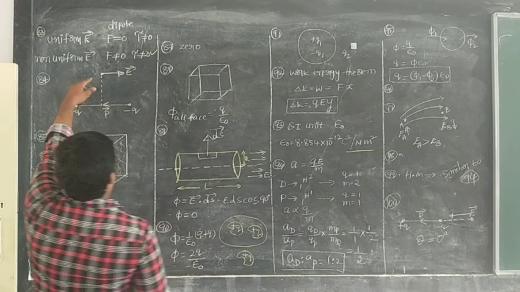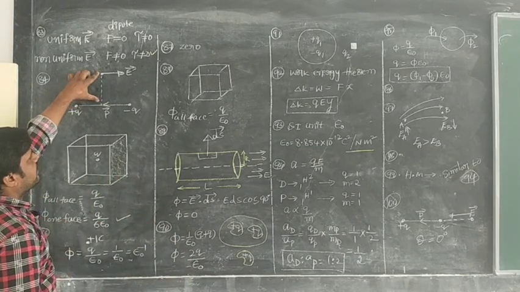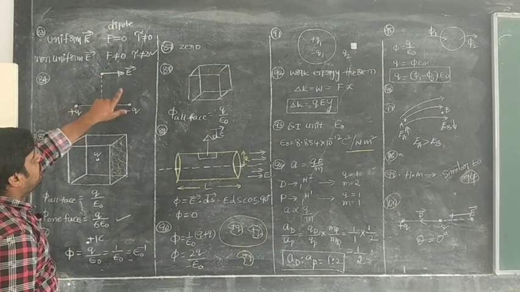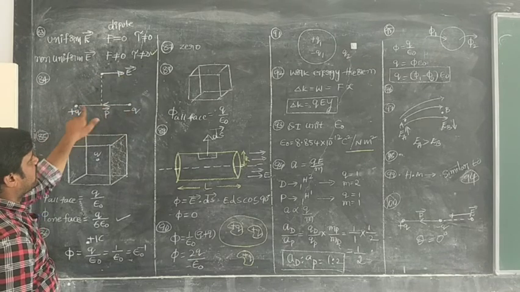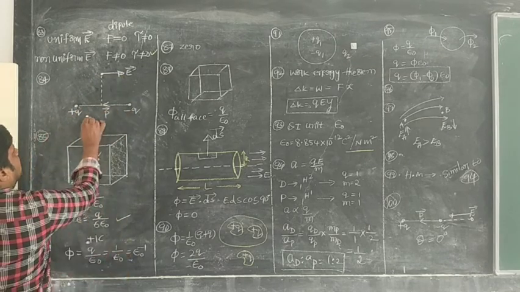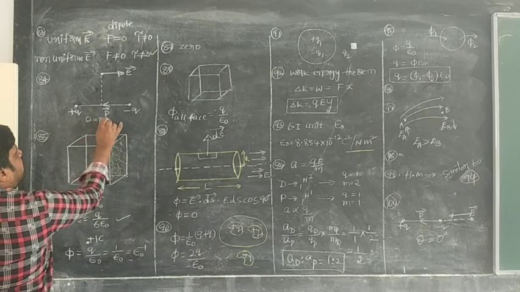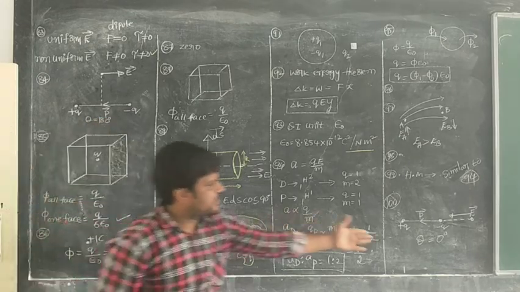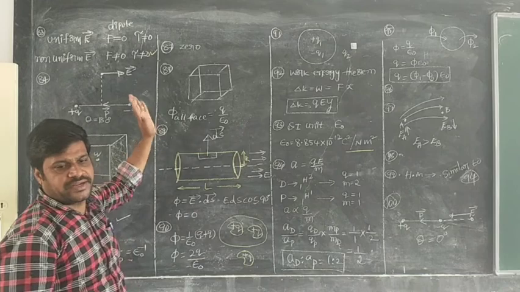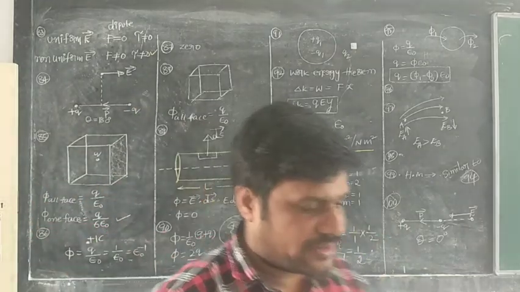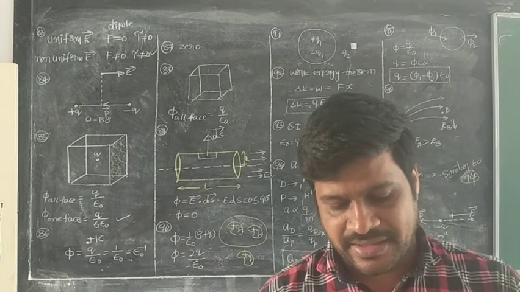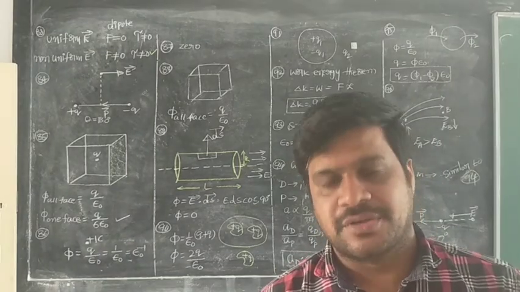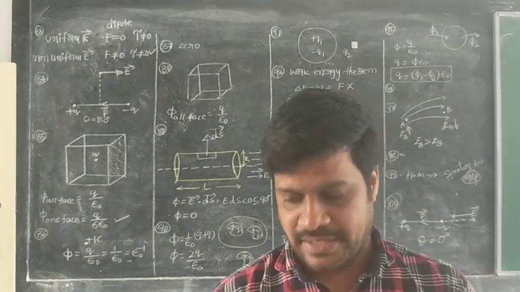Here both are perpendicular, in the equatorial position, the electric field and this one is the dipole moment. Both are opposite, which means the angle is 180 degree. So here 0 degree, here 180 degree. So the answer for the 100th question is 0 degree. 0 degree is the answer of the first option. So the first option is correct.